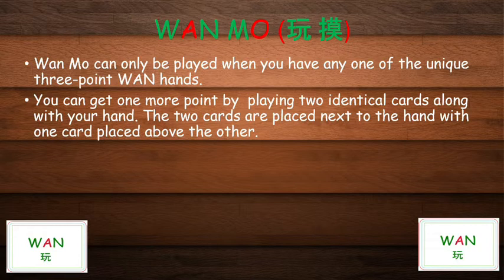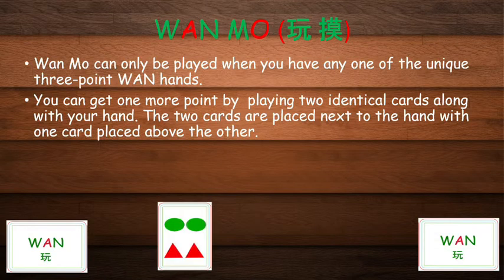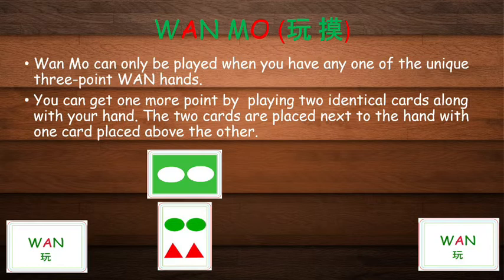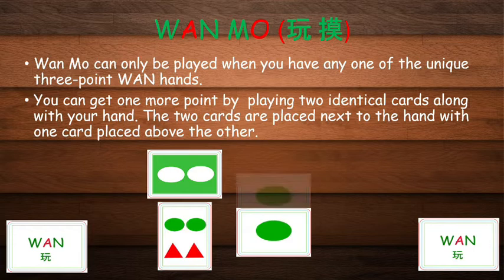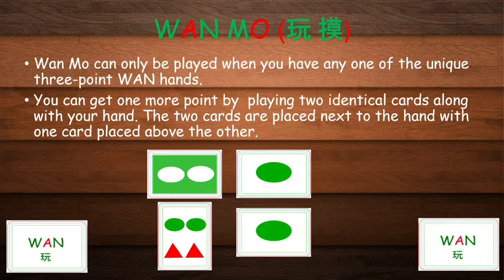You do it by playing two identical cards along with your hand. The two cards are placed next to the hand with one card placed above the other. So let me show you guys an example of that. Here it is right there. You guys see that? That's my three-point hand. And if I want to do one more, I just have to have two cards of the same type that I put right next to them, one above the other. And that is one more. One more point. Cool? Everybody got that? That's how you get one more point above whatever it is. So, one more.